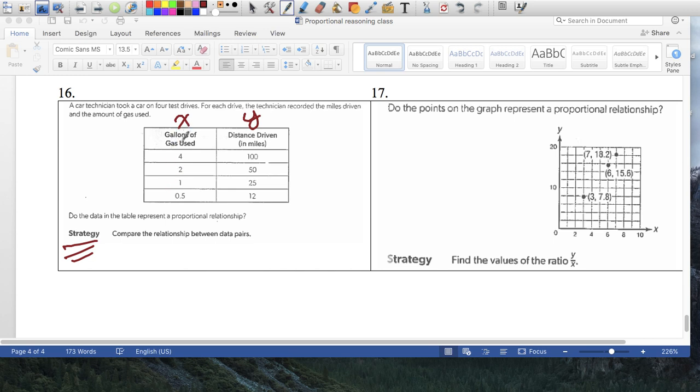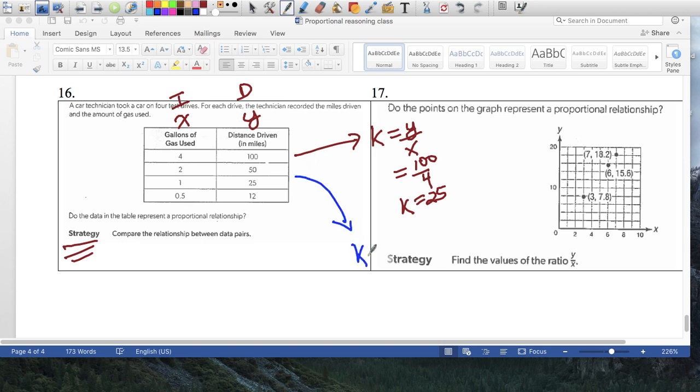Let's see if that repeats with the other points. K equals y over x is 15.6 divided by 6, which is 2.6, and it looks like it is. And then the last one, k equals y over x again, and the y is 18.2, and I'm going to divide that by 7. 18.2 divided by 7 equals 2.6. So the unit rate is 2.6 over 1.